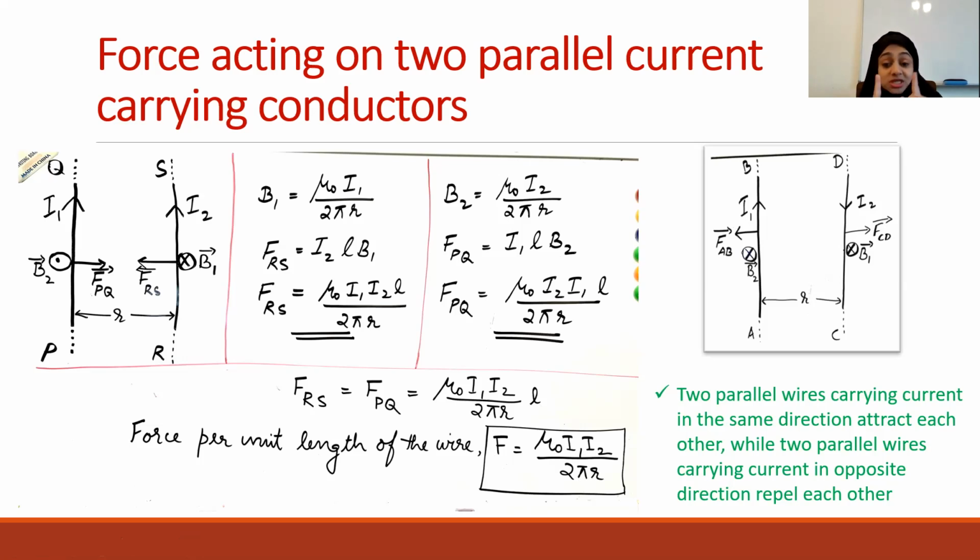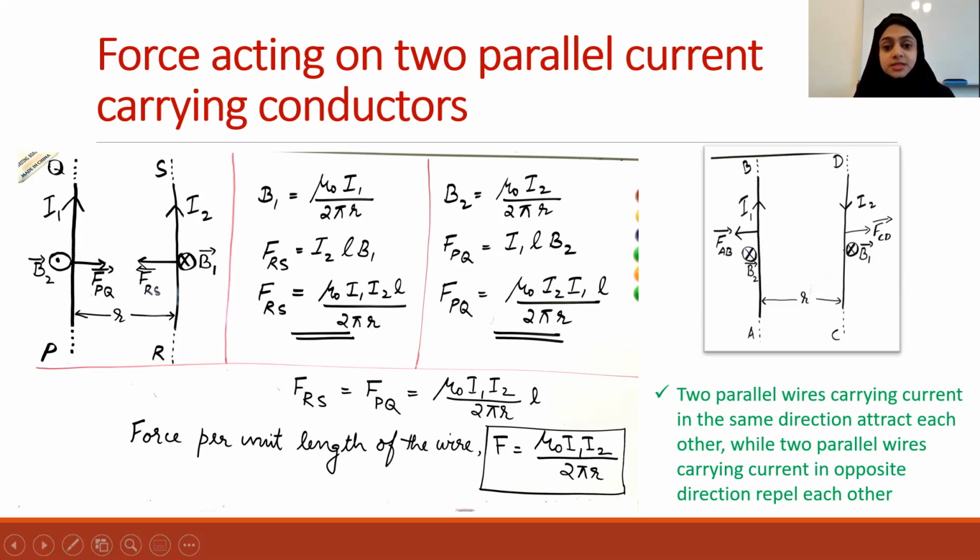But the force experienced by both of those wires, their direction will be different depending upon the direction in which the current is flowing. If they are in the same direction, they will attract each other, and if they are in the opposite direction, they will repel each other. So that's all I would like to explain about the force acting on two parallel current carrying conductors. Hope it is clear to you.